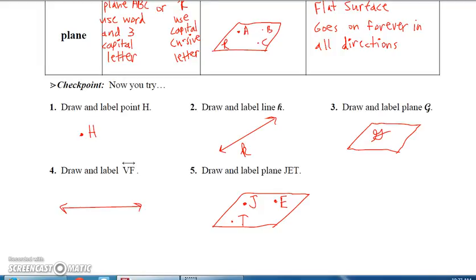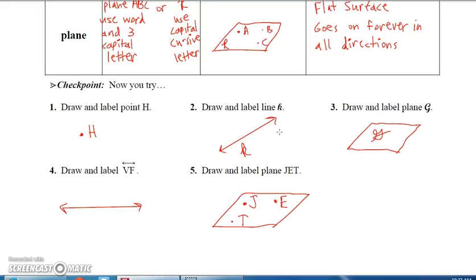Hopefully you're able to get most of these right. Number 1, draw and label point H. You just put a dot for the point, and then this is a capital non-cursive letter. This is point H. For number 2, draw and label line K. Don't forget you must put arrows on it to make it a line. And since we're using just the lowercase letter K to name this line, do not put a point by this, because this is not a point. This is just a letter naming the line itself. Just like for number 3, we're not using any points to label plane G. We're just calling it plane G. So you just draw the flat surface, put the big capital cursive letter G on it.